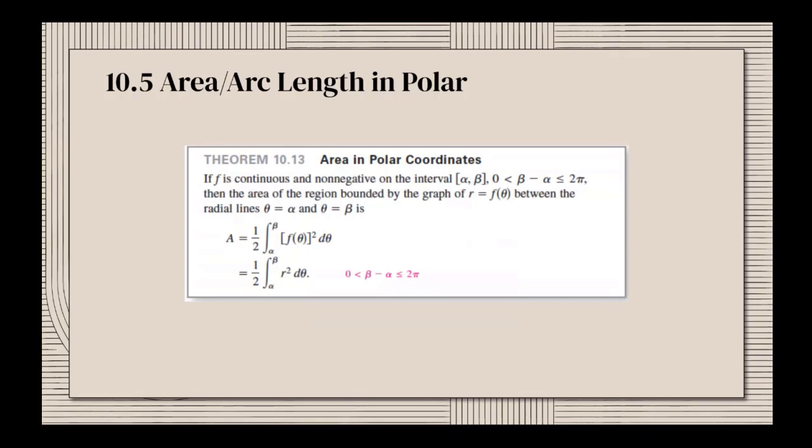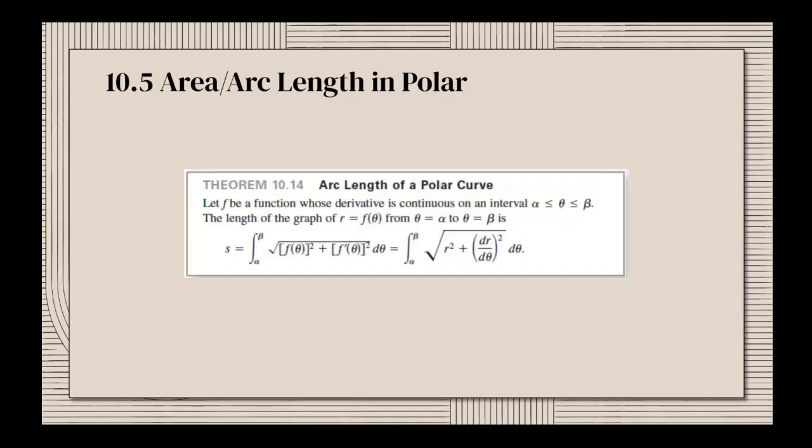So 10.5 involves area and arc length of polar curves. So area in polar coordinates, the formula you want to use is 1/2 integral over the interval of r squared d theta. And then for arc length of a polar curve, the arc length equation is going to be the integral over the interval of the square root of r squared plus (dr/d theta) squared.